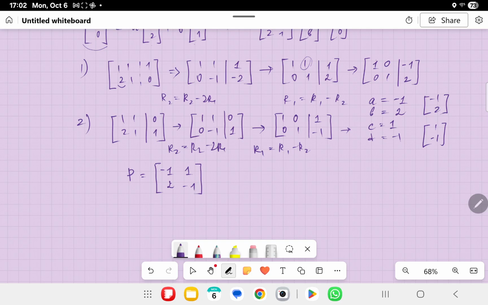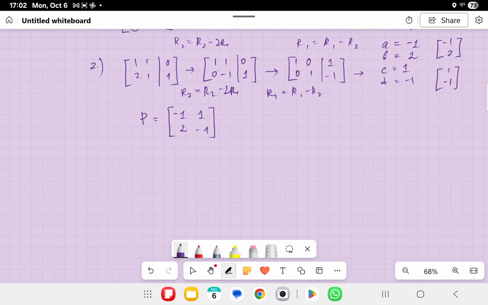Now, when I have a transformation matrix, I can convert any vector from old basis to a new basis. Imagine that we have a vector W, and W expressed in old basis has coordinates, I don't know, 1, 5. And the question is, what is W in new basis?